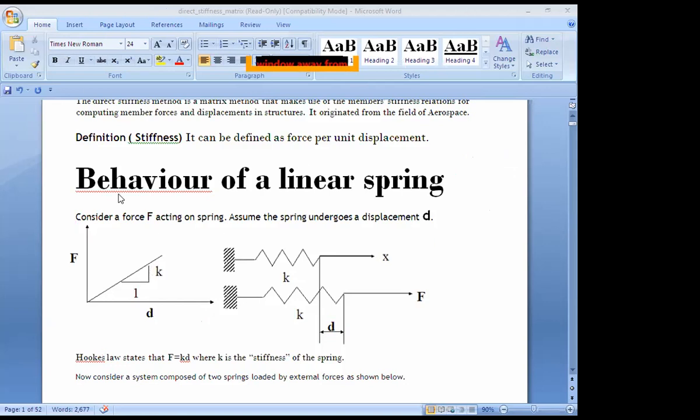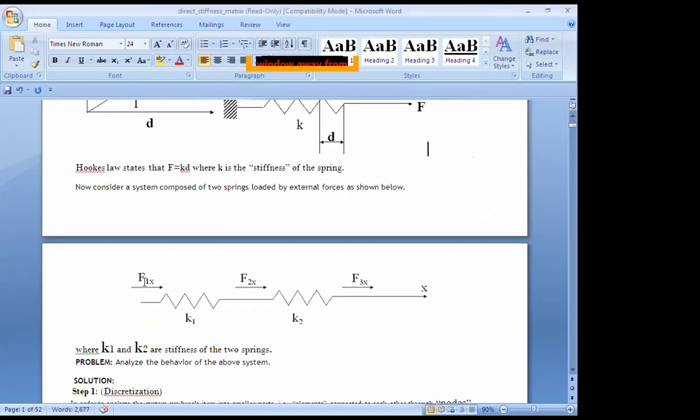Okay, so now let's consider a system composed of 2 springs loaded by external forces, as shown below. I have 2 springs, spring 1 and spring 2. Spring 1 has spring constant K1, and spring 2 has spring constant K2. So we are going to load these 2 springs with some external forces.